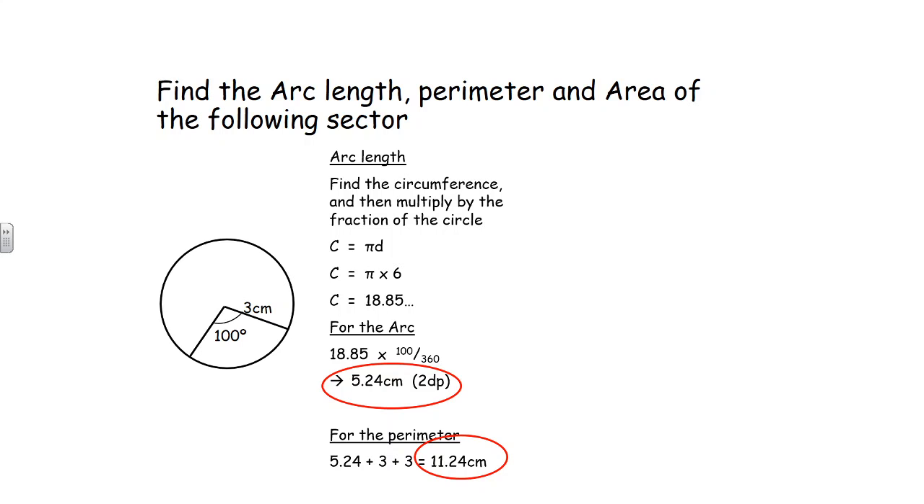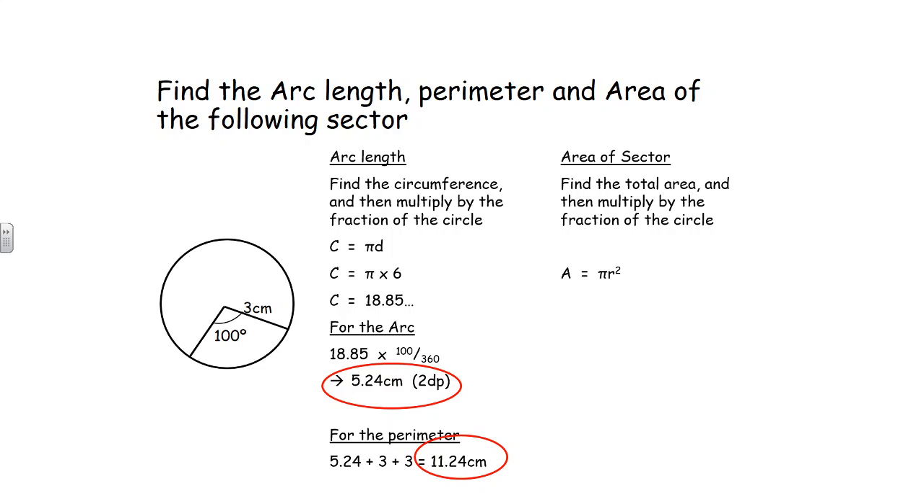Okay, right, now we need the area. Because it's part of a circle, we need to use the formula for the total area, and then we're going to multiply it by the fraction of the circle. So the total area of the circle can be found by pi times the radius squared. That's pi times 3 squared. In your calculator it should give you 28.27. That would give you the area of the whole circle.